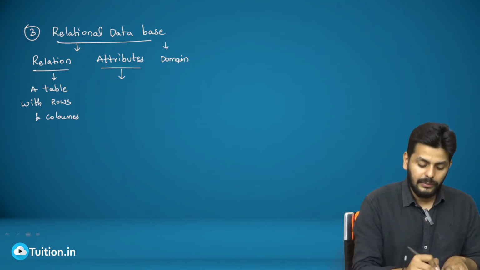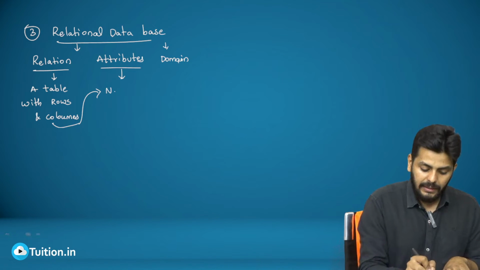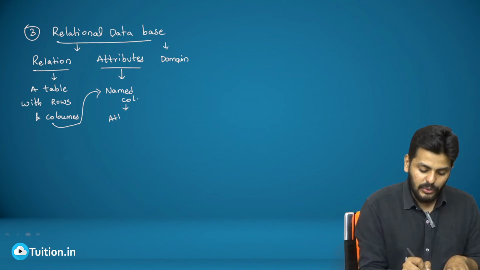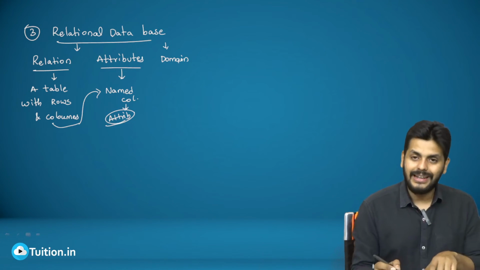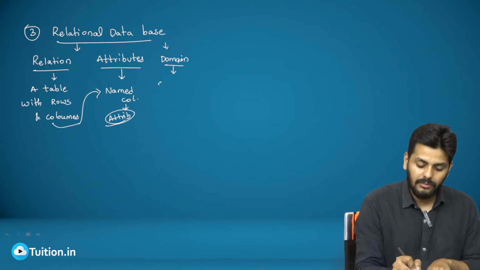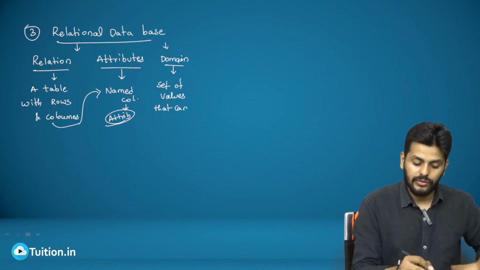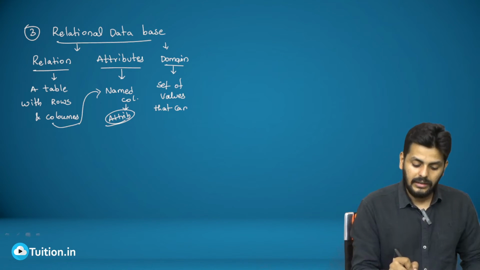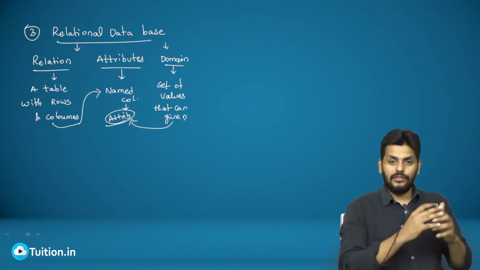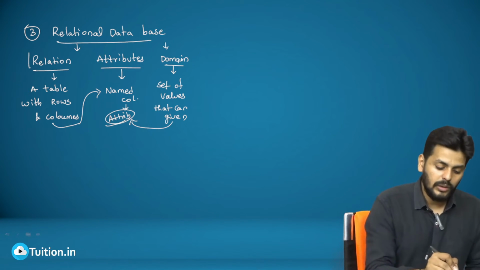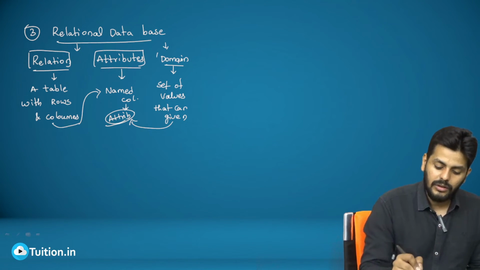Attributes. When you have rows and columns, and some of these columns are named, they are called attributes. Named columns are called attributes. And domain is nothing but the set of values that these attributes can take. That is what is called a domain. Domain is a set of everything. So three words, you know, right? What is a relation, what's an attribute, and what's a domain.